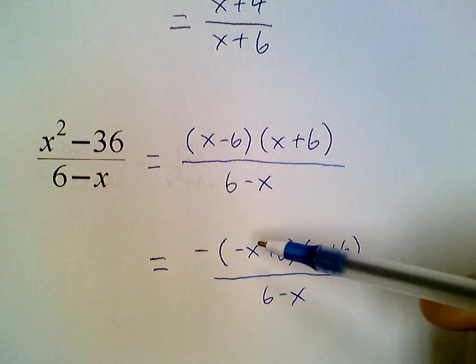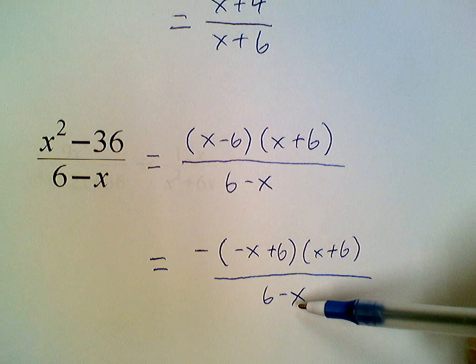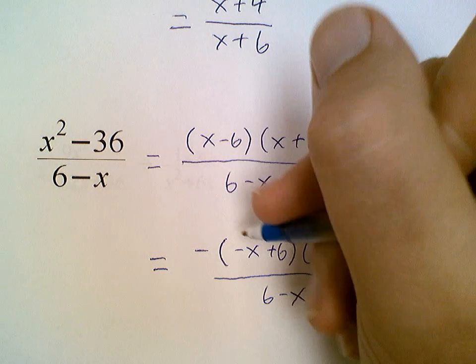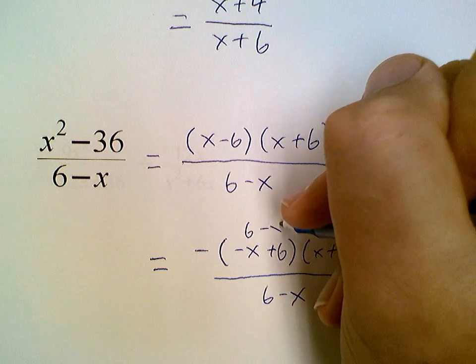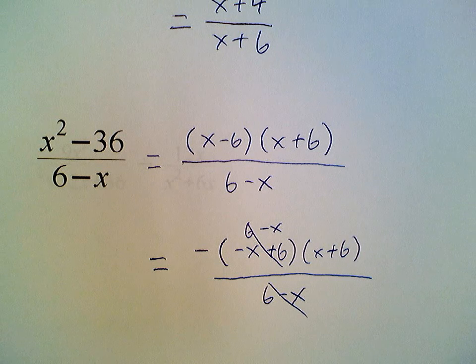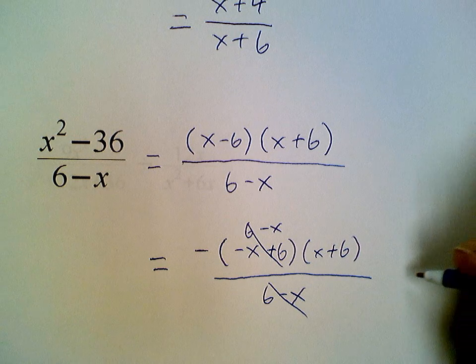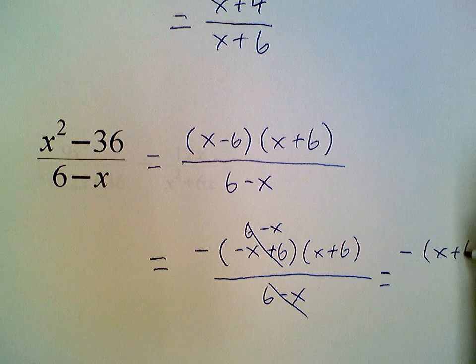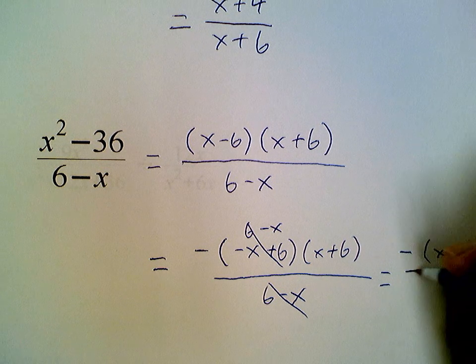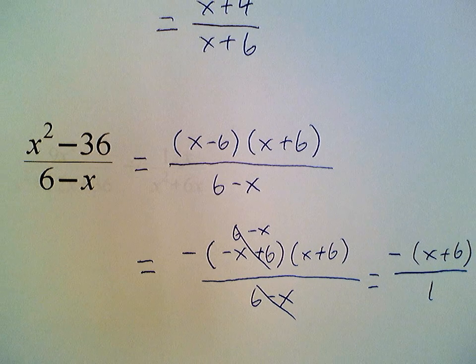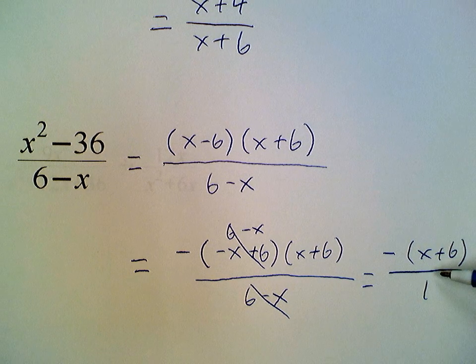Okay, now is negative x plus 6 the same as 6 minus x? It is exactly the same thing, because negative x plus 6, you could rewrite that to be 6 minus x if you wanted to. It's the same thing. Either way, it cancels out with the bottom. And I am left with a negative x plus 6 on top, and there's really nothing left on the bottom except for 1. In fact, you don't even have to put anything. If you want to put the 1, you can.